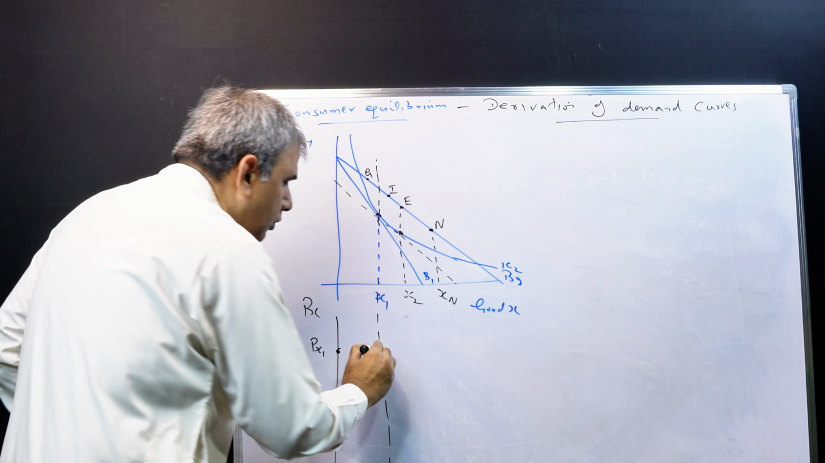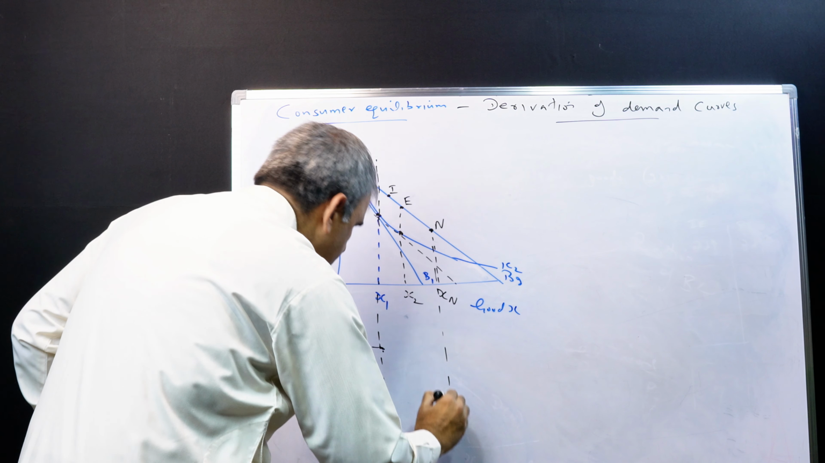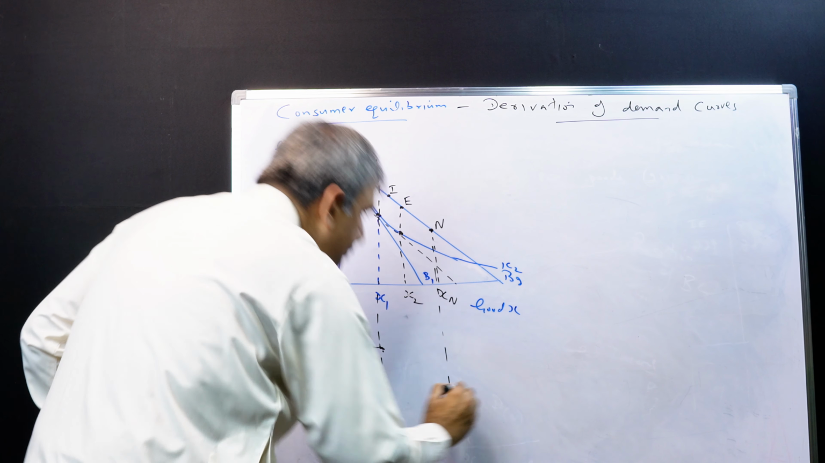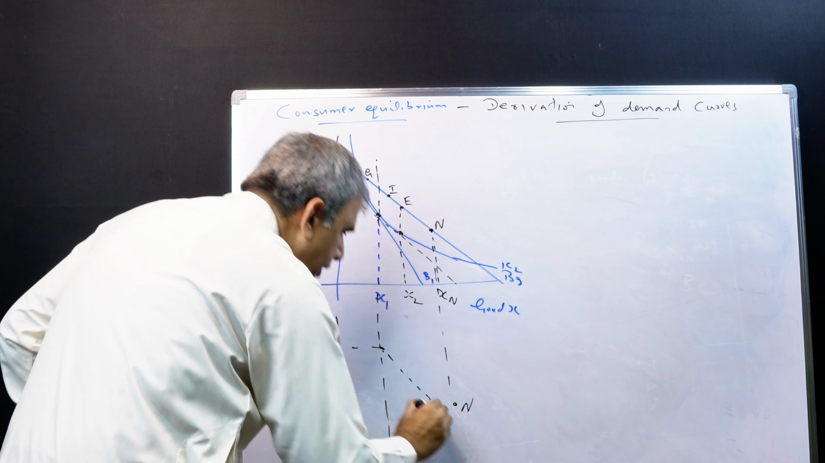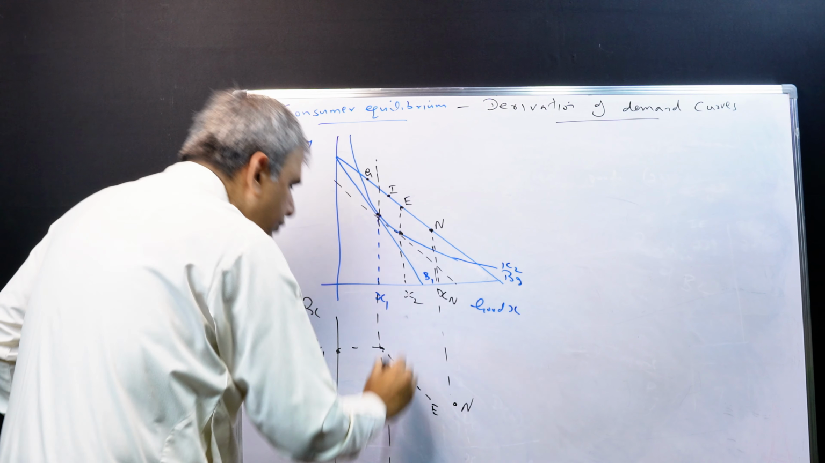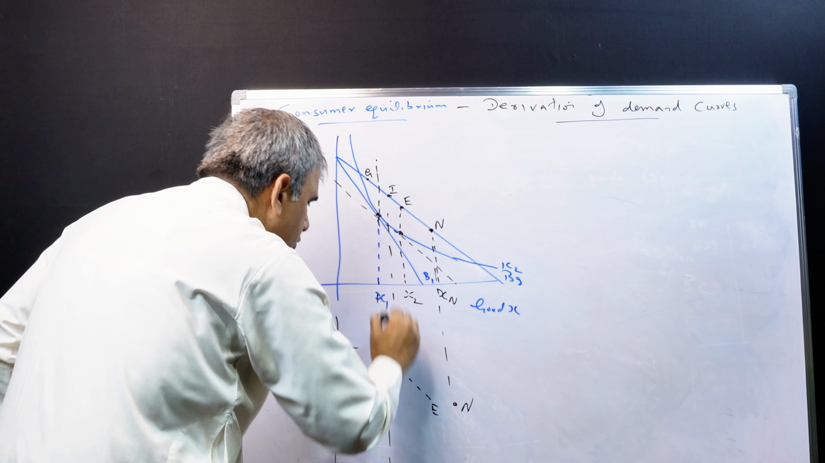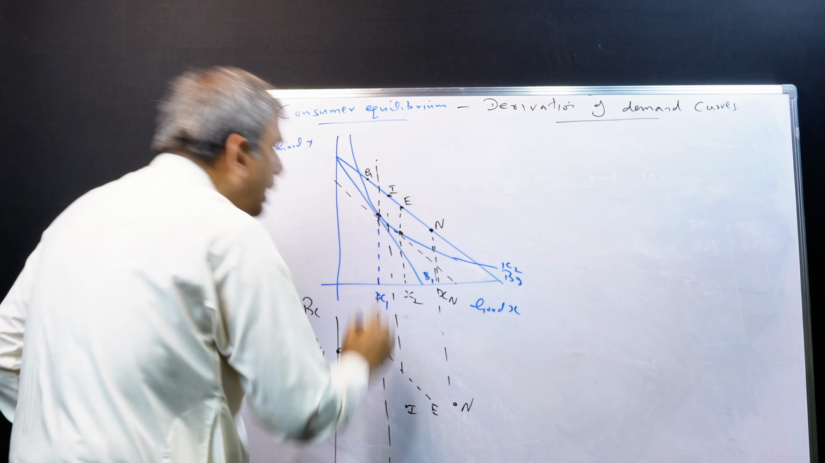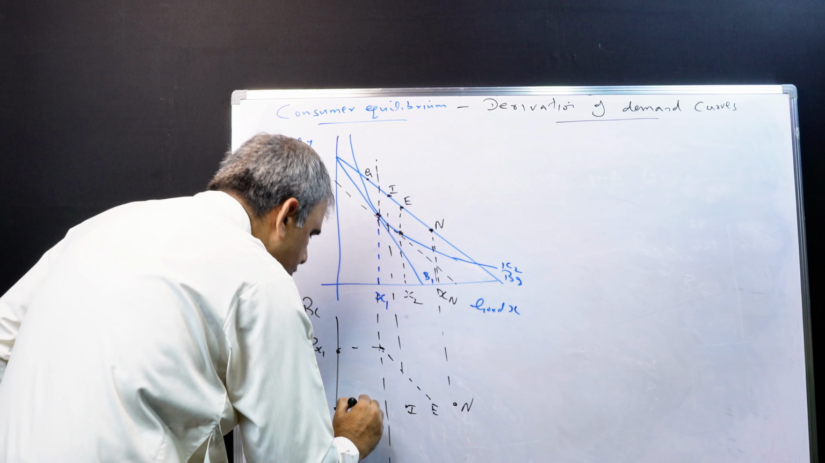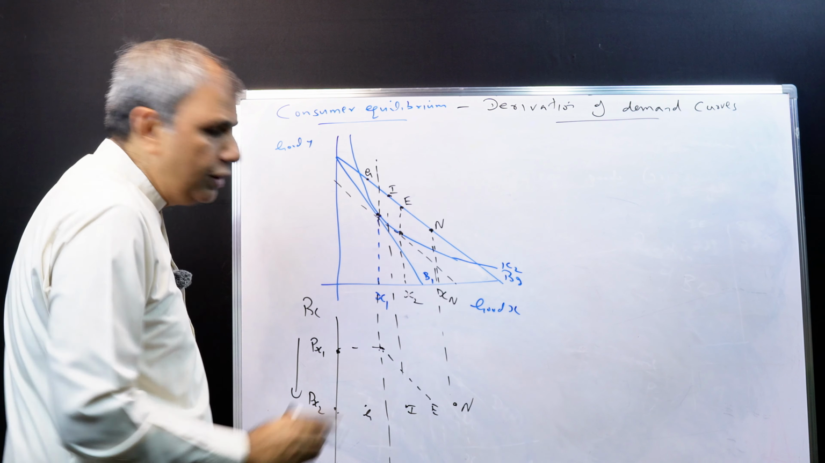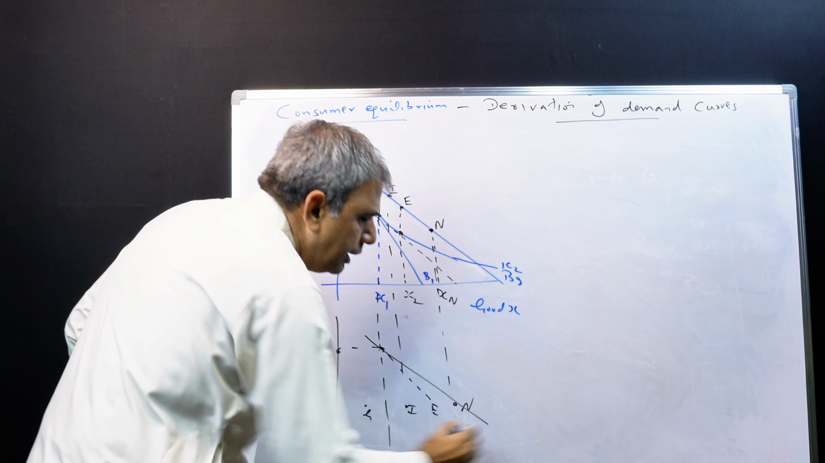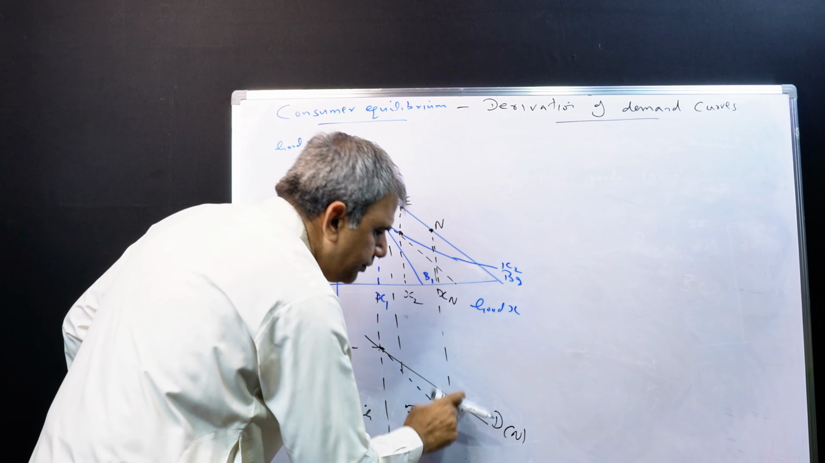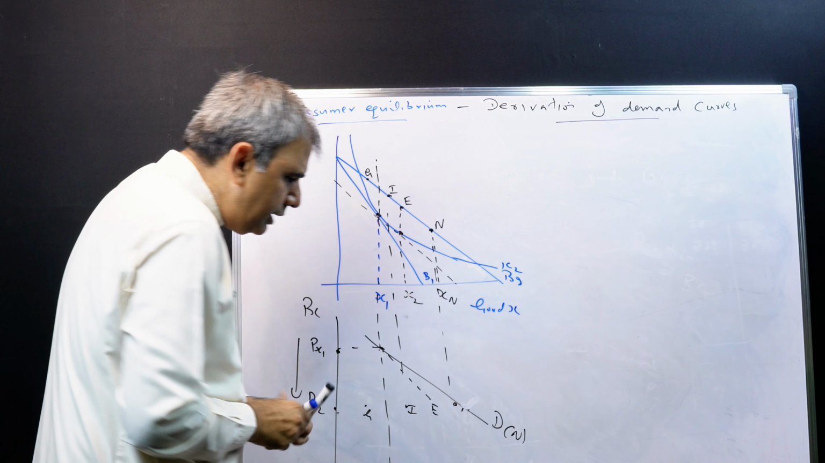In case of a normal good, the demand comes to point N. In case of essential goods, demand comes to point E. In case of inferior goods, demand comes to point I. And in case of Giffen goods, demand comes to point G. Now, if we join these points, we can say the demand curve for normal goods is downward sloping and flat.